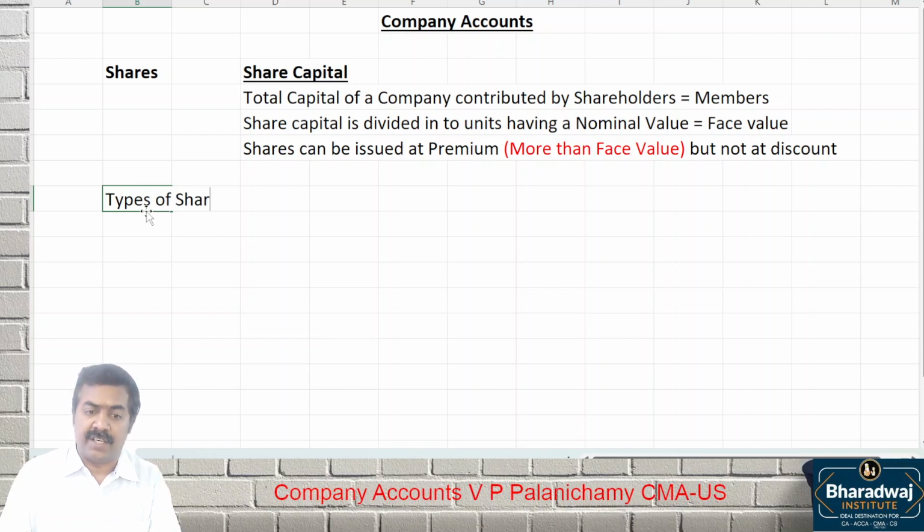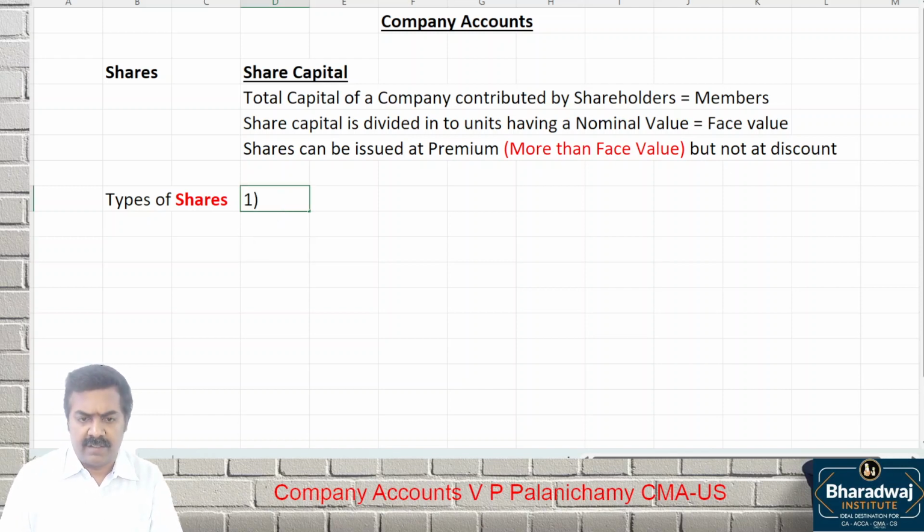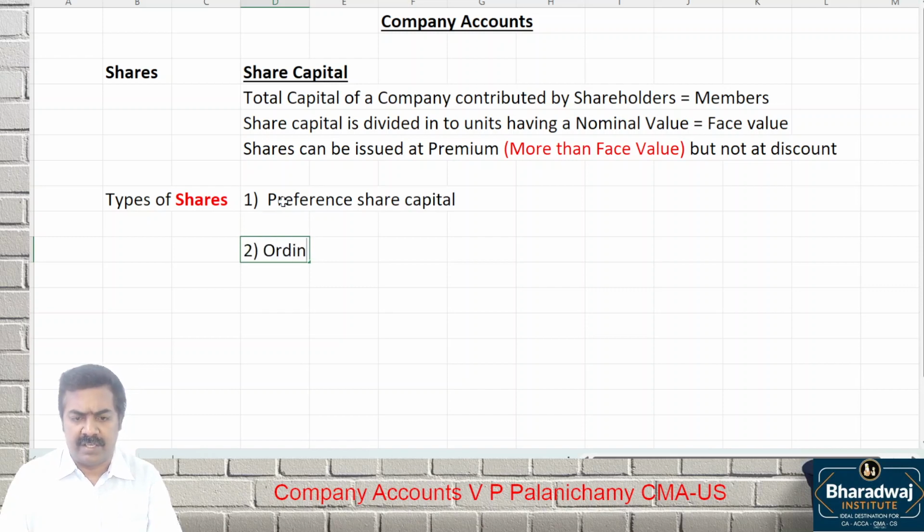Types of shares. The first one we call preference share capital. The second one we call ordinary shares, which are also known as equity shares.